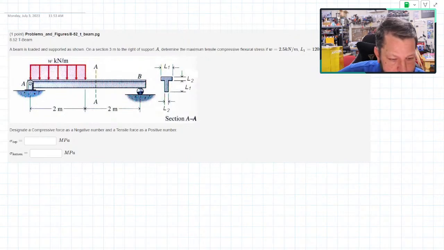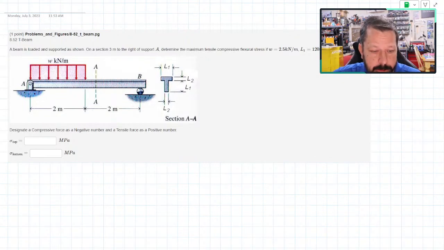And I've got a beam. This is a simply supported beam. It has a pin and a roller. It has a little T-shaped cross-section, so that's different than what we've done. So we'll do something with this one.